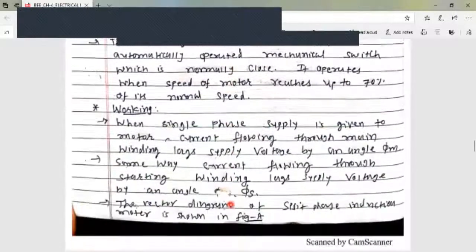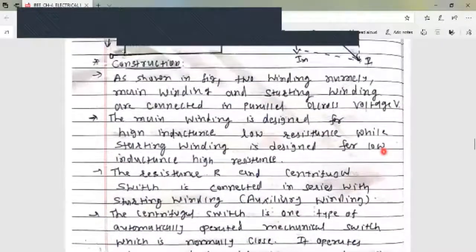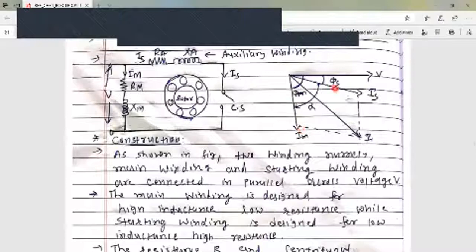Now, working. When single phase supply voltage is given to the motor, current flows through the main winding, and that current lags voltage by an angle phi. See here, when this supply voltage V is given to this motor, this is the current in the main winding. It lags the voltage V by phi because this is an RL circuit. We know that current in an RL circuit always lags the voltage by some angle.